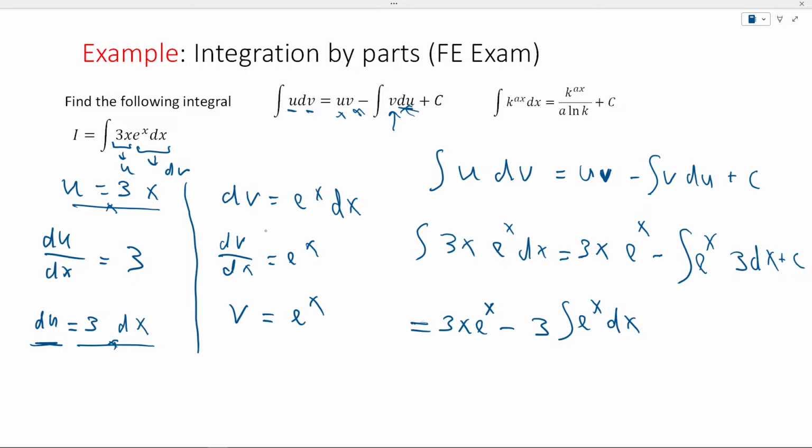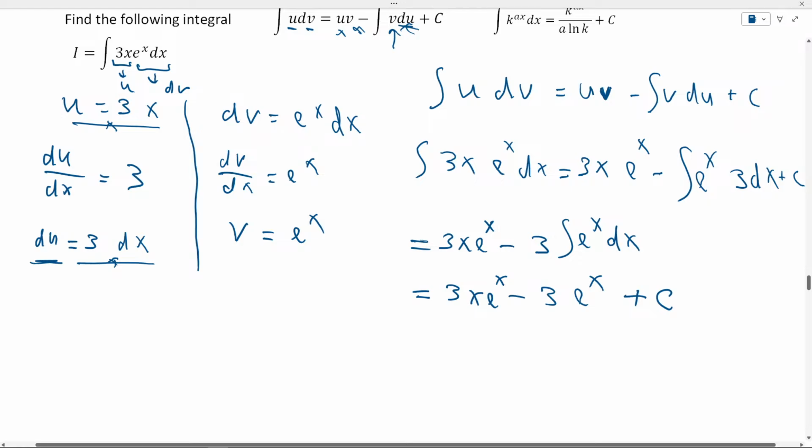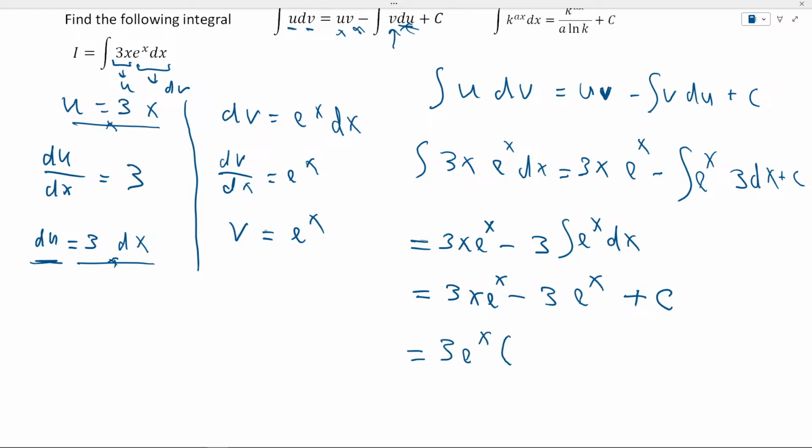And what is the integration of this? That will give me 3 e to the power x, negative. The integration of e to the power x is again e to the power x. Remember, from the previous lesson, that is e to the power x here, plus the constant. So can I simplify it even more? Yes, I can simplify it more. I can say this is 3 e to the power x times (x minus 1) plus c.